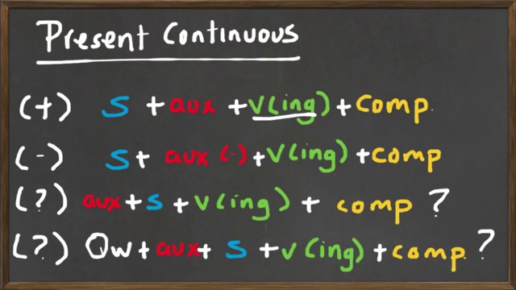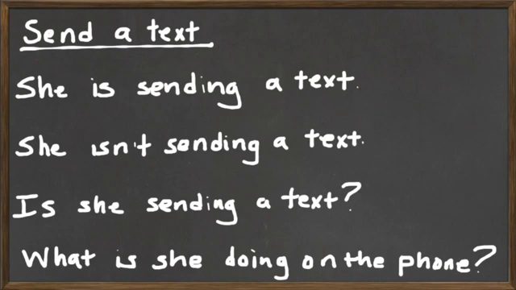If it's a negative, we simply have subject, auxiliary, negative, verb in ing form, and complement. If it's a question, we make an inversion of these two. We exchange them, and we have the result, which is auxiliary, subject, verb plus ing, complement. If it's an information question, we only introduce a question word in the beginning, and we have question word, auxiliary, subject, verb plus ing, complement. All right, let's look at the examples here.